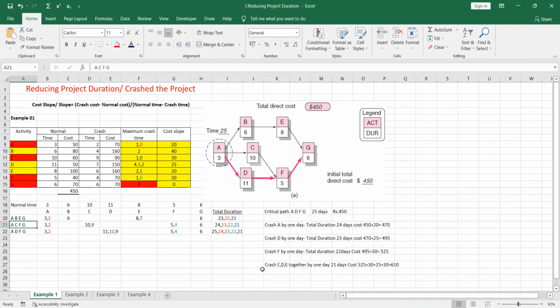That means this is the minimum time that we can crash.